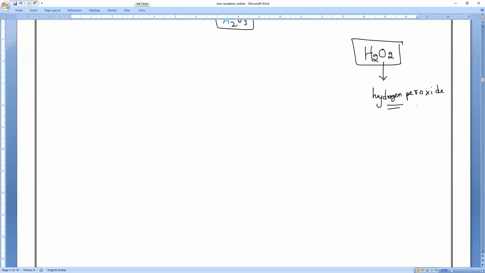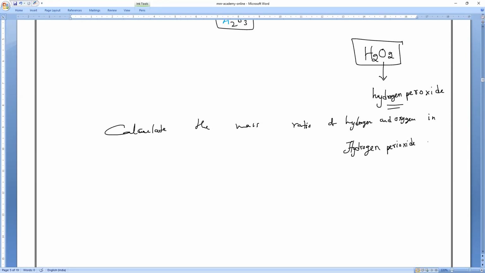Now, the question to you: calculate the mass ratio of hydrogen and oxygen in hydrogen peroxide. Even the chemical formula they won't give. Note it, everybody. You have to remember it; unless you know the formula, you cannot solve it. So quickly make it fast and tell me who will say first.